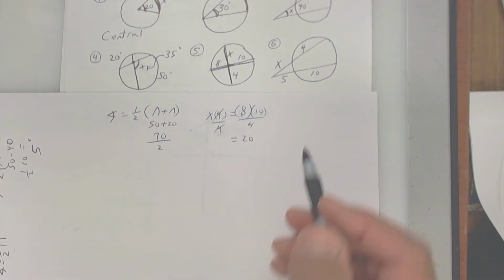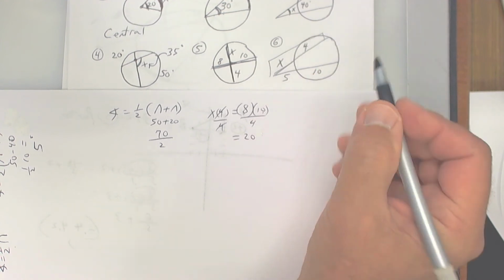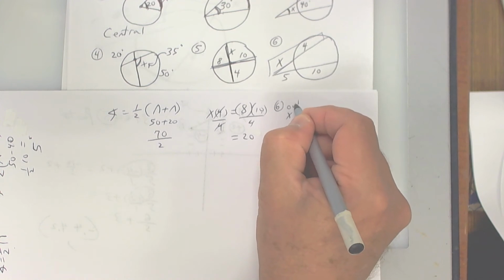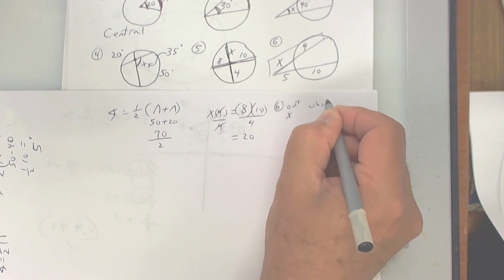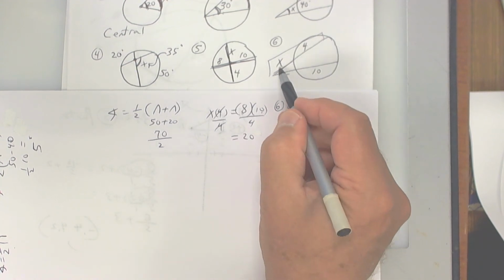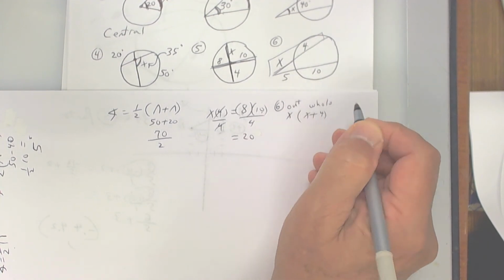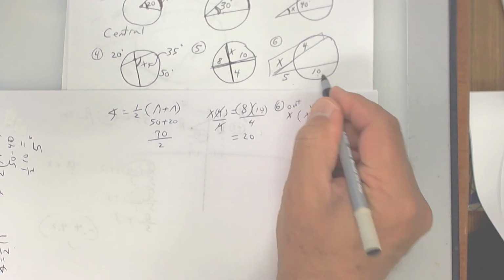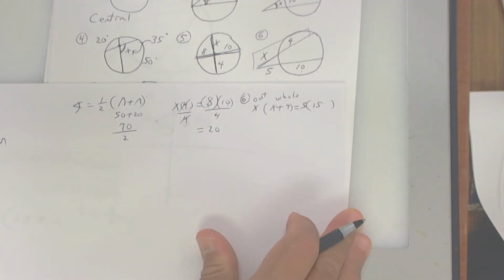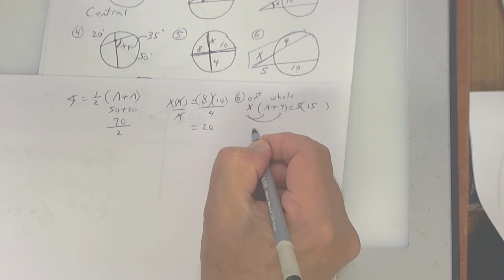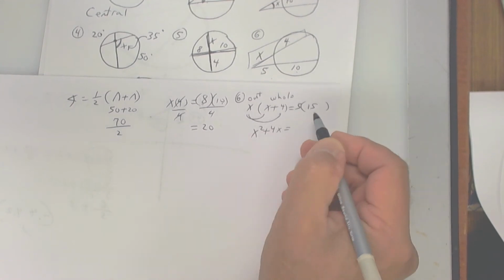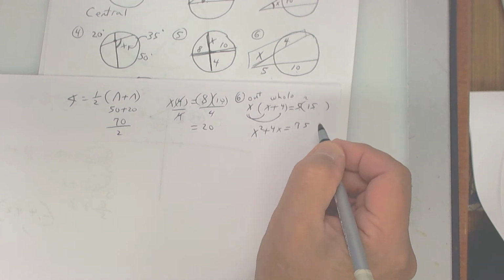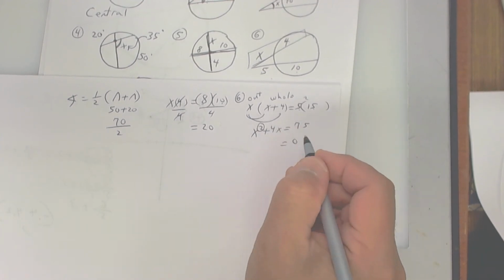This one is the outside times the whole thing. So outside, number 6. Out times whole. Write that down and memorize it. The whole thing is x plus 4. Set it equal to the outside times the whole thing, which is 15. Now, you're going to have to distribute on this one. So you're going to get x squared plus 4x equals whatever that is. 5 times 5 is 25. It looks like 75.